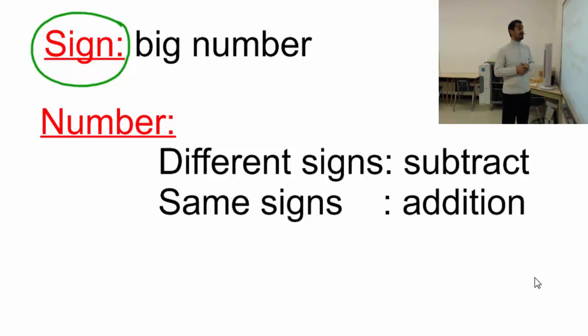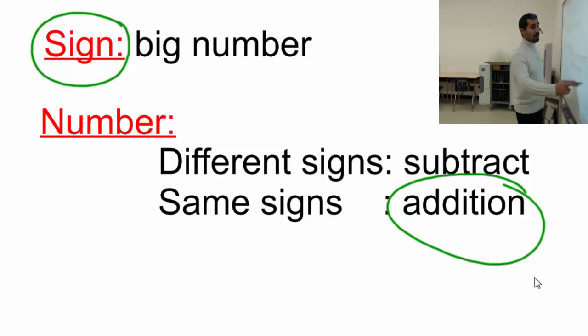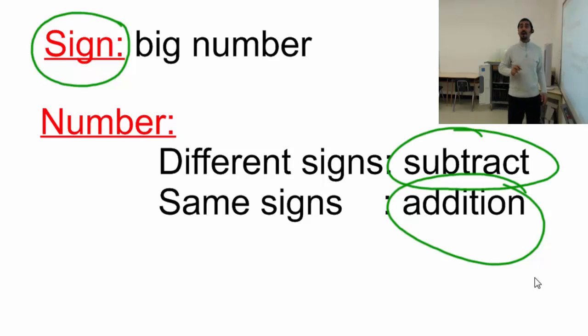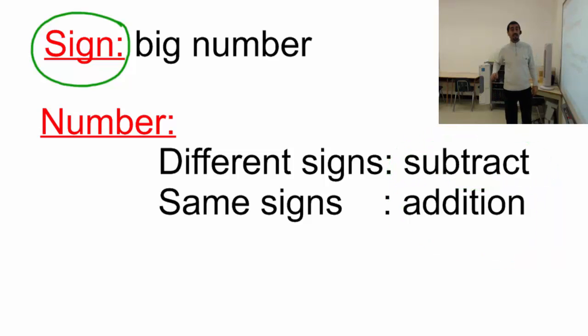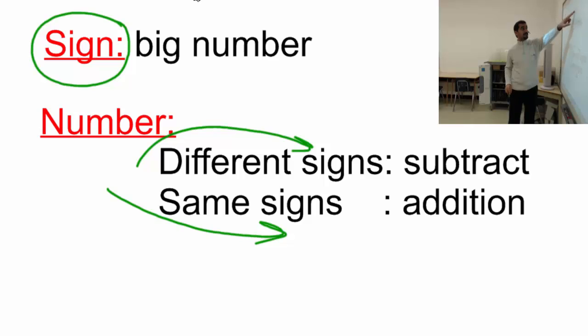So about the signs, you always pick the big number sign. Remember, you always pick the big number sign. And then about the numbers, you will either add them or subtract them. One of them, you're going to either add or subtract. Which one? That's totally depending on the signs. So let me quickly do an example.